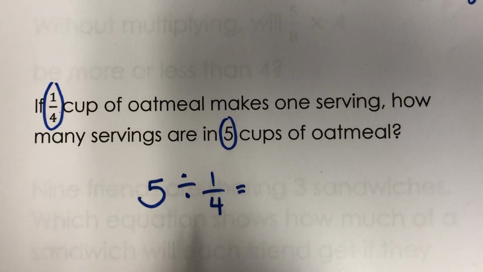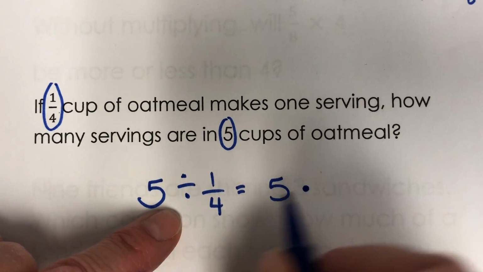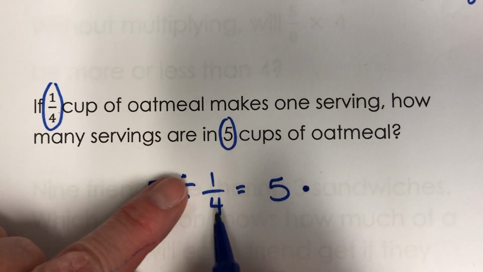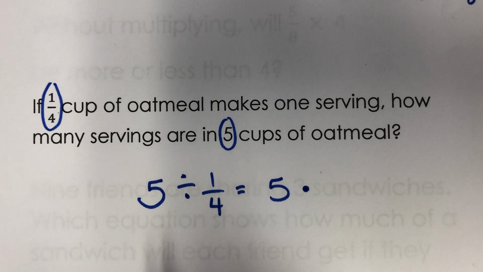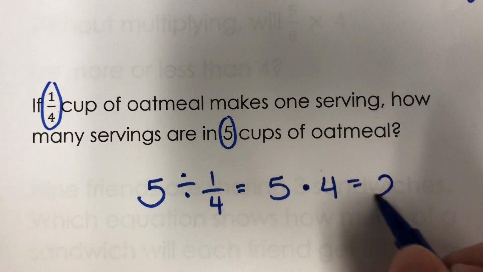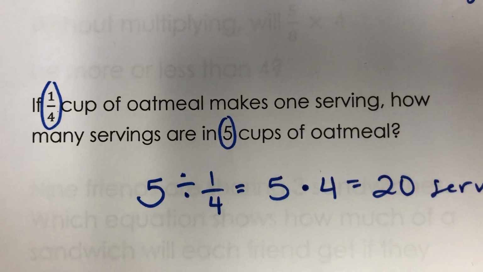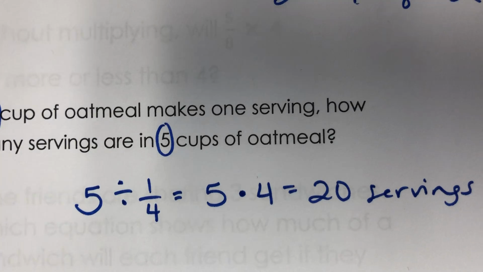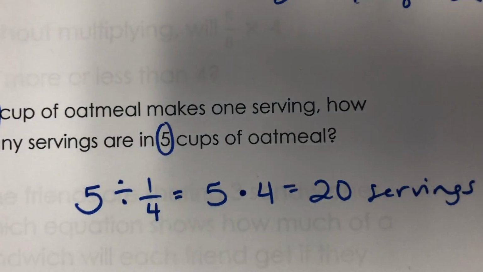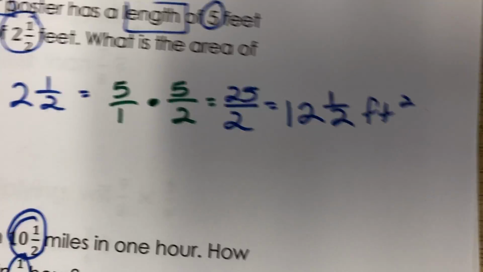To solve this division problem, we can use multiplication. Remember, we keep it and multiply by the reciprocal. The reciprocal of 1/4, excuse me, is 4. All right, 5 times 4 is 20. So 20 servings, which makes sense. If you have 5 cups, you can scoop out 1/4 20 times. Turn the page.